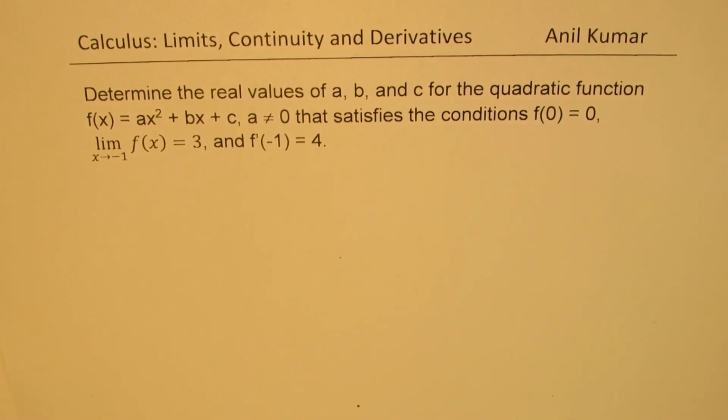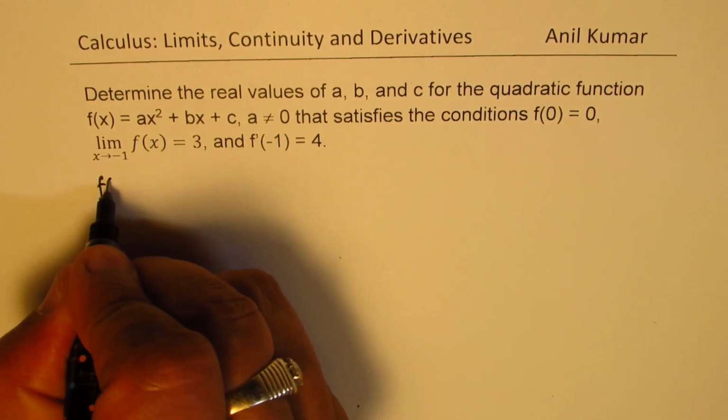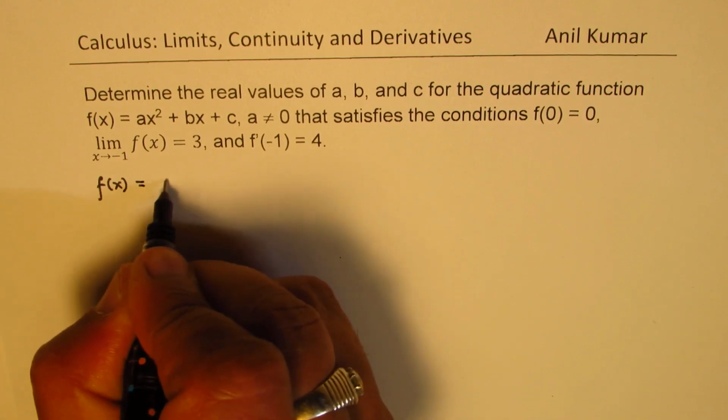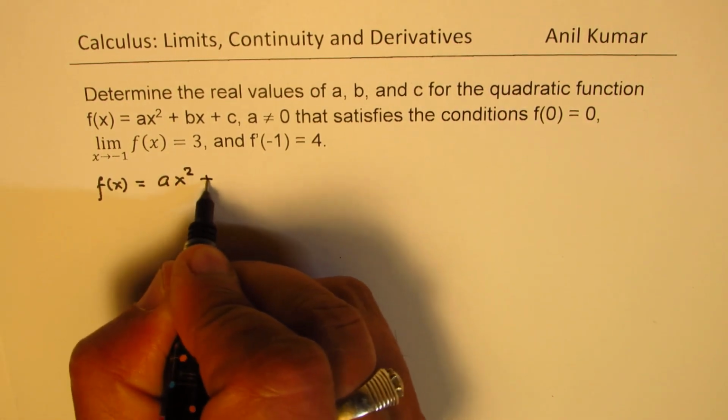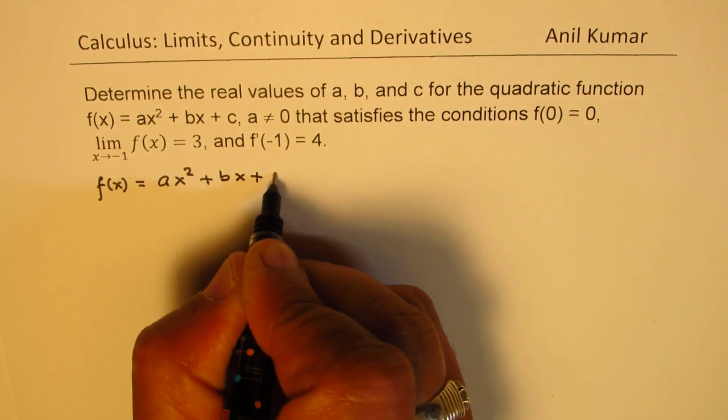So you're given three conditions and there are three unknowns, so that should not be difficult. You can always pause this video and answer and then look into my suggestions. So let's begin. We are given the function f of x as ax squared plus bx plus c.